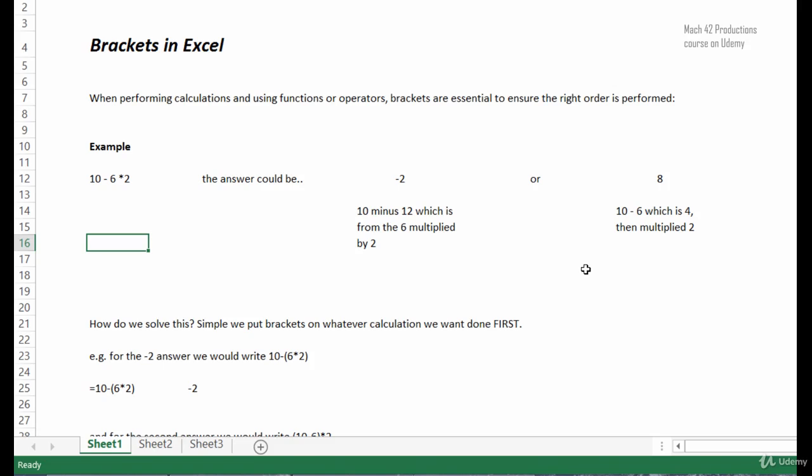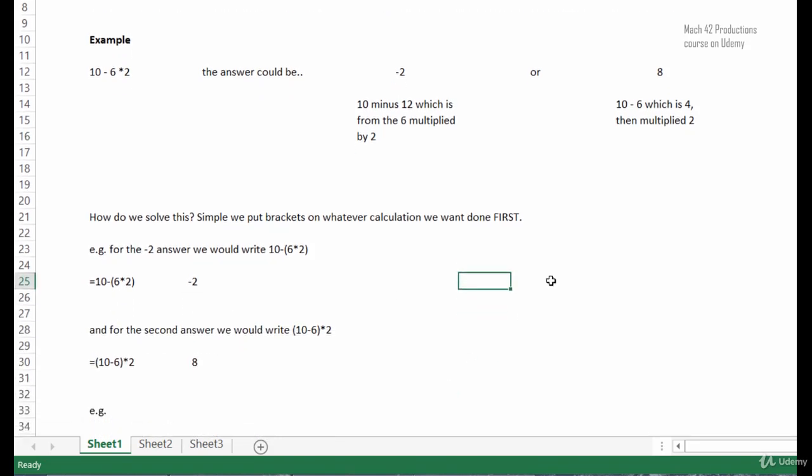Now, how do we solve this dilemma of having two answers? Well, basically, we put brackets on whatever calculation we want done first. So for the minus 2 answer, we would write the following. Equals 10 minus brackets 6 multiplied by 2. So with the brackets, it explicitly tells Excel to calculate whatever's in the brackets first. So in this case, 6 multiplied by 2 is 12. So 10 minus 12 would give us minus 2.